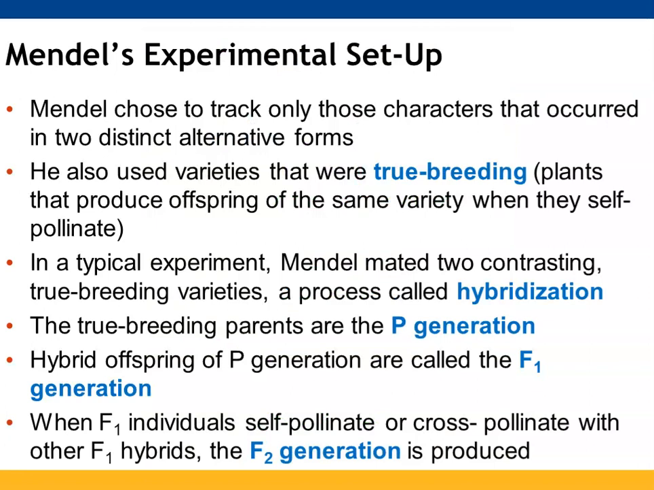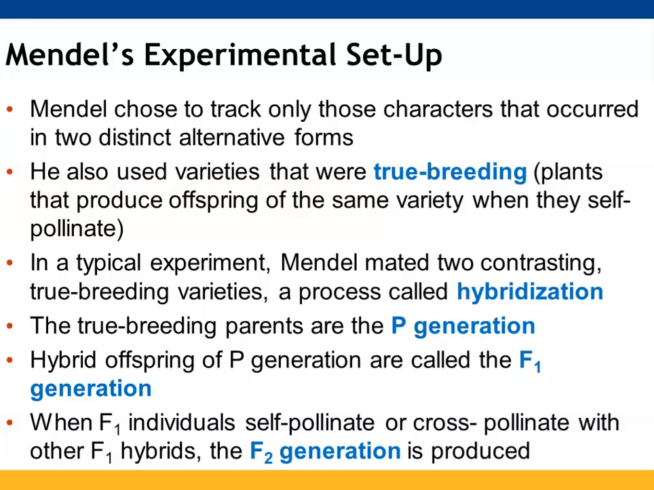He wanted to only look at characters that were able to be observed using two distinct forms. So two different types of flower color, two types of seed color, things like that. He was able to do this by creating varieties that were true breeding, that were homozygous for the trait that they were showing. They only produced offspring of their variety if they were self-pollinated.